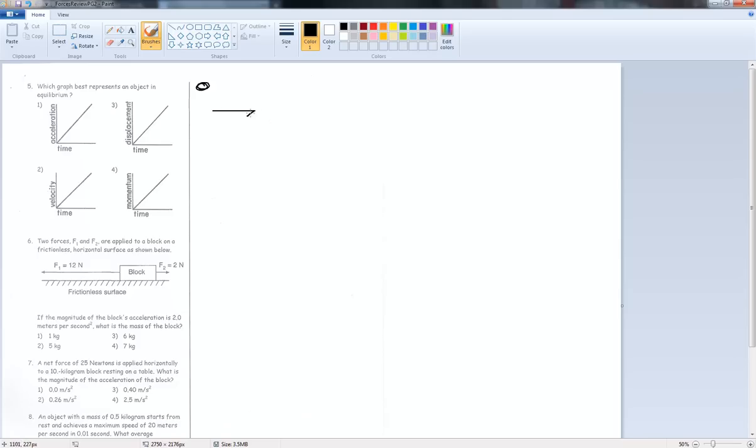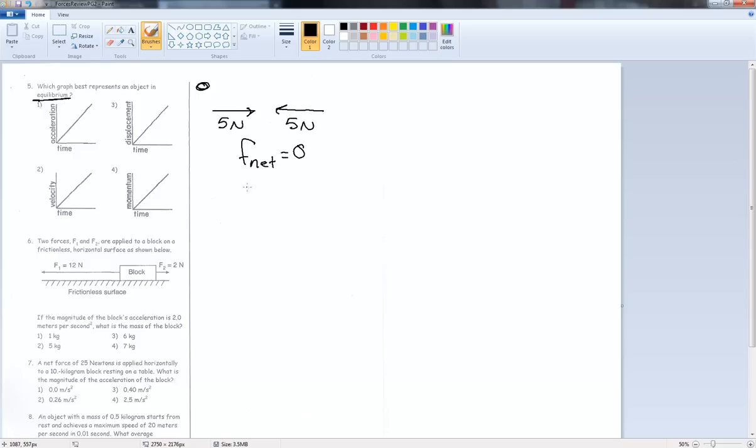All right. So if I had something like 5 newtons to the right and another force that was 5 newtons to the left, this would be equilibrium. These two forces are going to cancel each other out. So the net force on these is 0. So when you have equilibrium, that's like having a net force of 0. So we have to look which one of these graphs goes with a net force of 0.